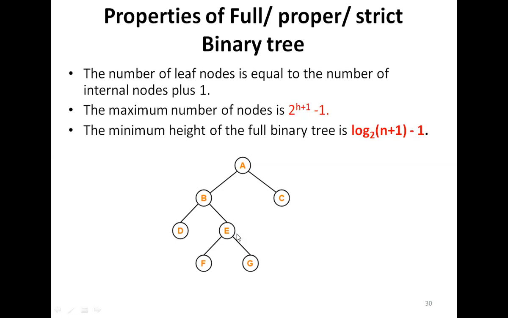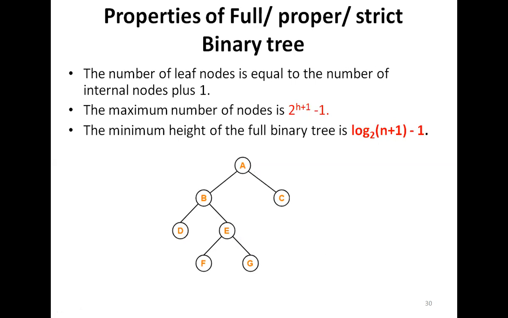In this tree, how many nodes are there? 7 nodes are there. Yes or no? This tree is having 7 nodes. 1, 2, 3, 4, 5, 6, 7. Okay. And what's the height of this tree? What is the height of this tree?